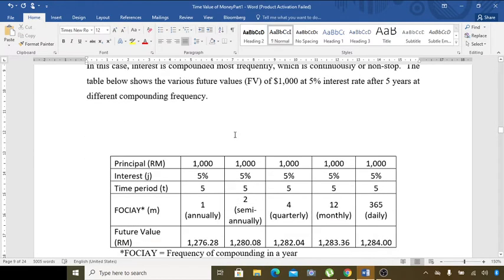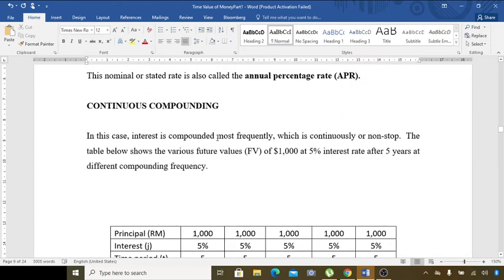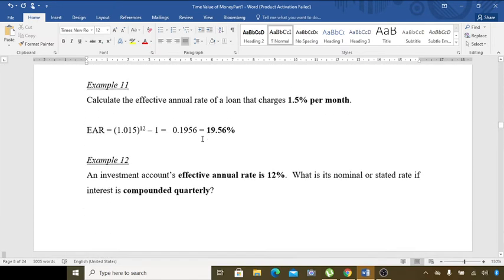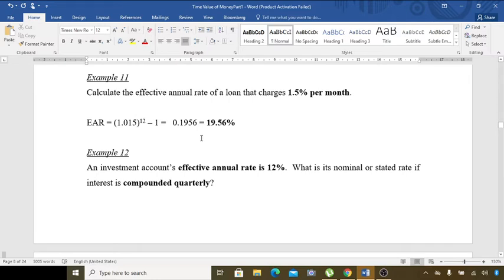Now, before we move on, notice that up to this point, our frequency of compounding is defined in such a way that it is either annual, semi-annual, quarterly, or monthly. Now, can interest be compounded more frequently than that? Yes, you can actually do that.